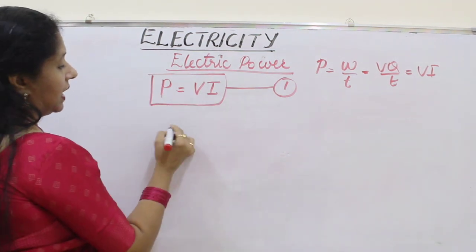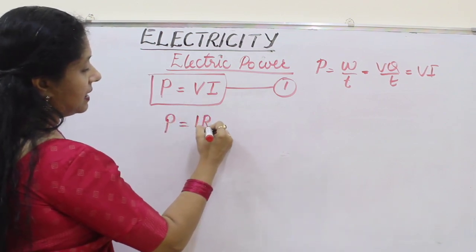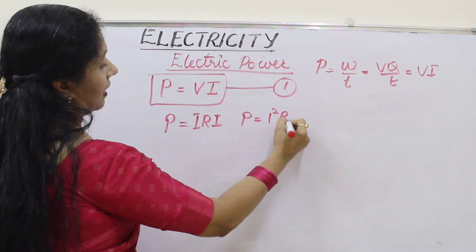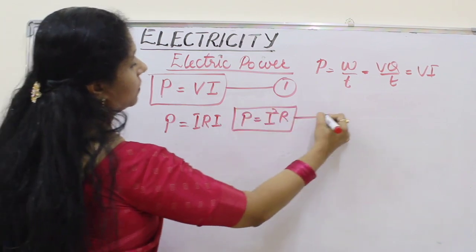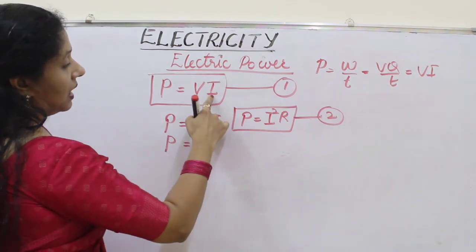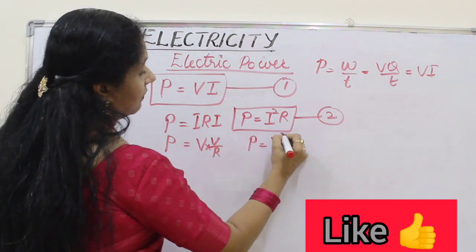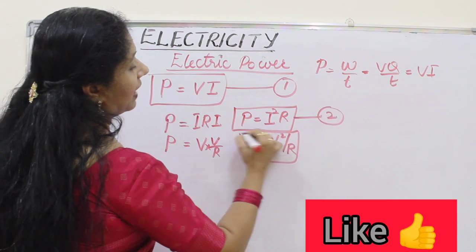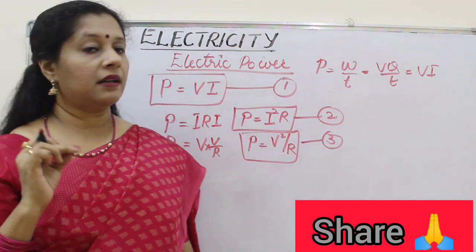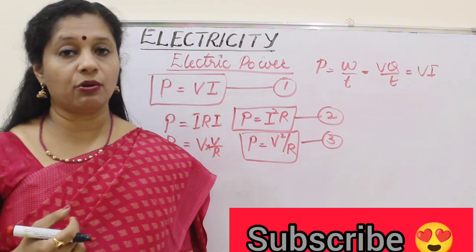Now the second equation we can derive from here. P is equal to VI, and according to Ohm's law, V is equal to IR. If I write IR into I, P is equal to I square R. So that is the second equation we can use in this regard. Third, again P is equal to V into I, and I can write I as V by R according to Ohm's law. So the third equation is V square by R. So we have three equations for power. One is VI, second is I square R, third is V square by R. Out of these, we have to use the suitable equation to solve the numericals.